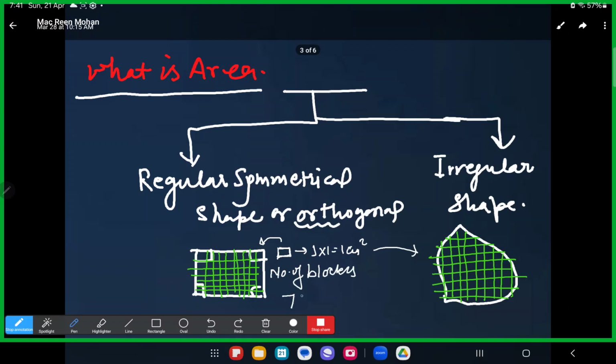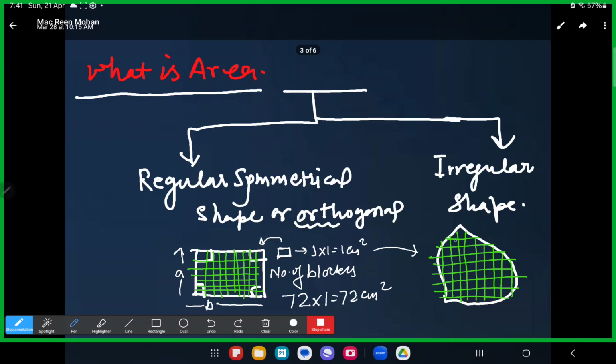So let's say there are 72. 72 multiplied by 1, that is 72 centimeter square. So basically 72 centimeter square, if you have calculated the area by multiplying length and breadth, that means if it comes out to be 72, you can equally divide the whole sheet into 72 blocks having dimension 1 by 1. Fine. So I thought you have understood.